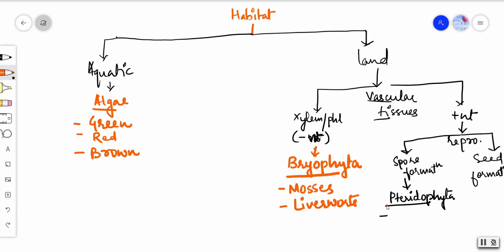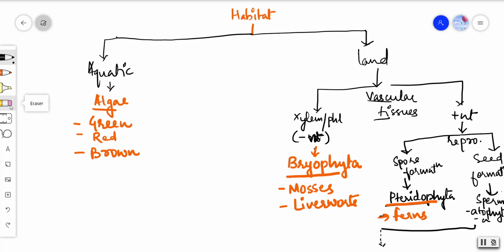Let me take another pen. Pteridophyta includes ferns. Now, seed formation. On the basis of seed formation, Spermatophyta. Let me take this below, in the next sheet.